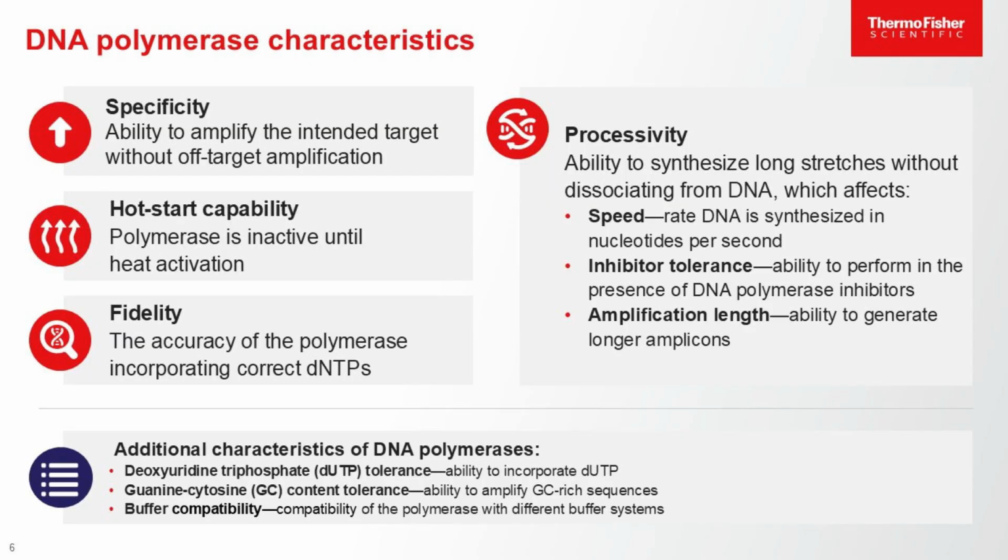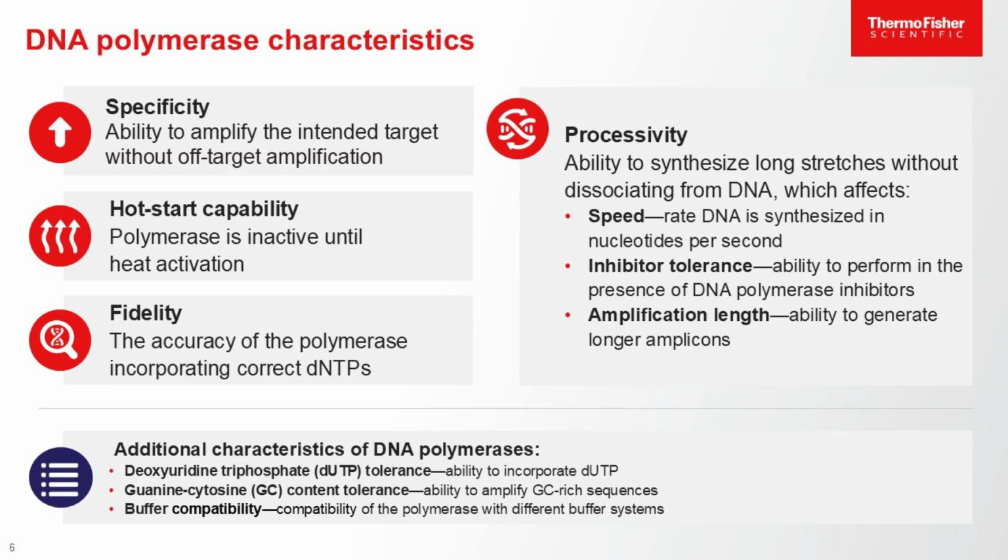When selecting a DNA polymerase, the following characteristics should be considered. First one is specificity. It's an enzyme's ability to amplify only the intended target without off-target amplification. Another one is hot start capability. The enzyme is inactive until heat activation. Also, fidelity, the accuracy of the polymerase in incorporating correct dNTPs.